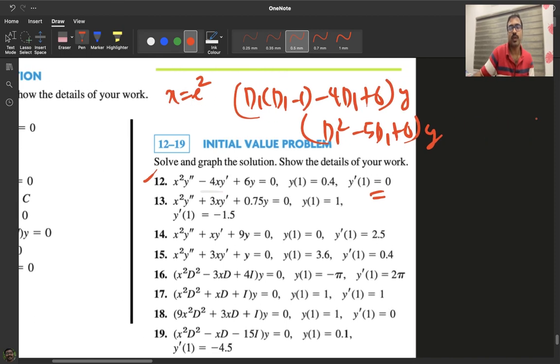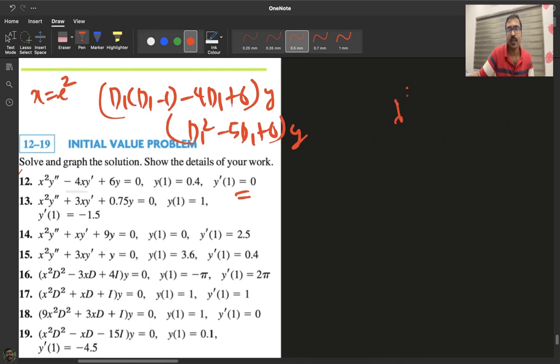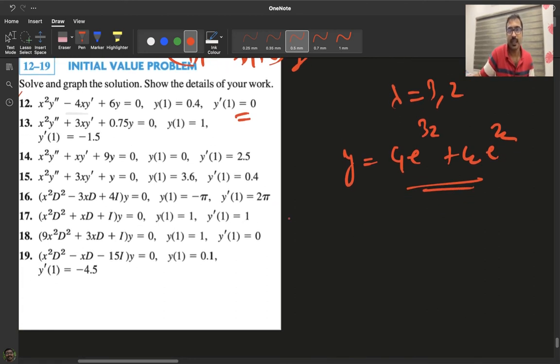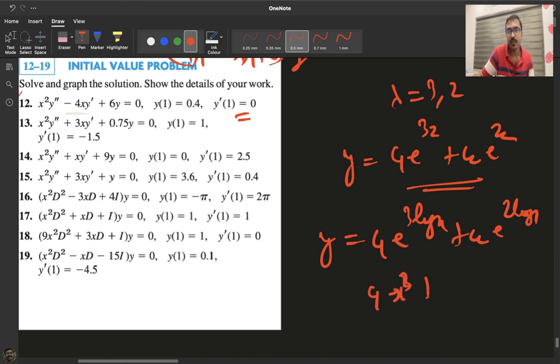So when you solve it, you will have the characteristic equation lambda square minus 5 lambda plus 6 equal to 0. From there, you will get the value of lambda as 3, 2. So your solution is y is equal to c1 e raised to 3z plus c2 e raised to 2z. Now you can write in terms of x. So y is equal to c1 e raised to 3 log x plus c2 e raised to 2 log x. So y is equal to c1 x cube plus c2 x square.